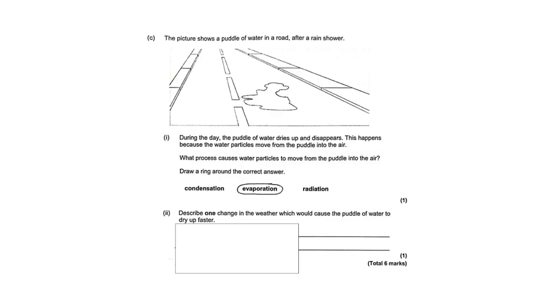Condensation is going from a gas to a liquid. Radiation, which you will see later, or maybe you've seen it before, is when heat energy is transferred by a hot object to the surroundings.